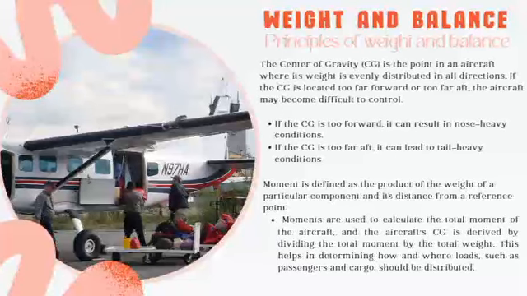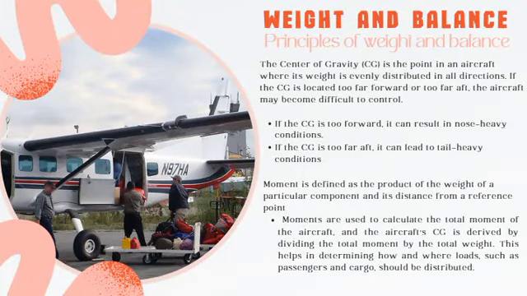Continuing with the principle of weight and balance, we have the center of gravity, CG. It's the point in the aircraft where its weight is evenly distributed in all directions. If the CG is located too far forward or too far aft, the aircraft may become difficult to control. If the CG is too far forward, it can result in nose-heavy conditions. If it is too far aft, it can lead to tail-heavy conditions.